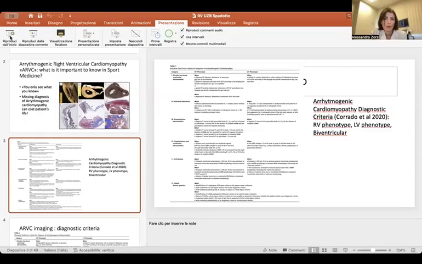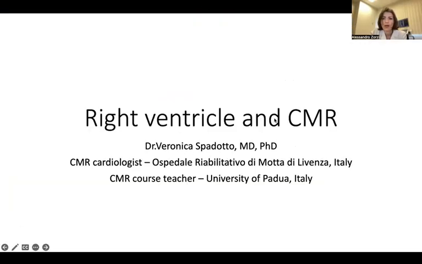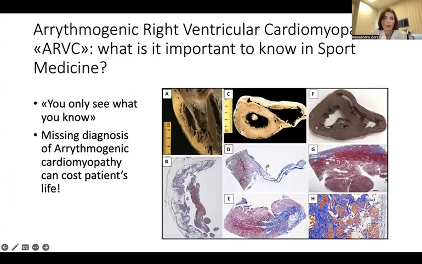Today, my task is to speak to you about right ventricular abnormalities as seen on cardiac magnetic resonance. So, why are they important? Well, because certain conditions can pose a risk of sudden cardiac death for your patient, and in some cases, they can be diagnosed through pre-participation sport screening.